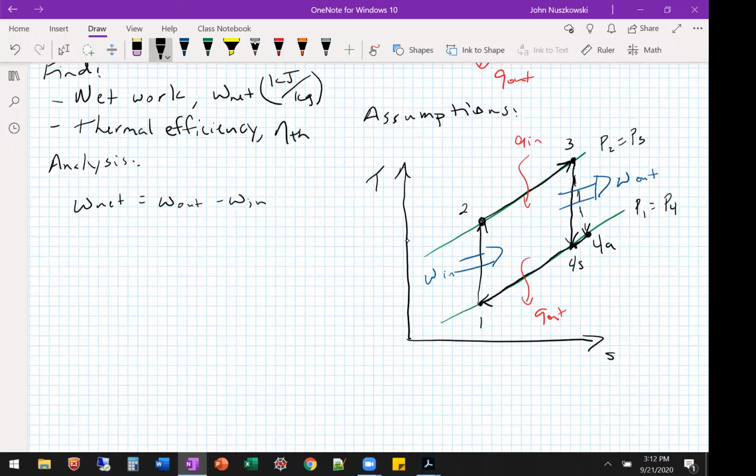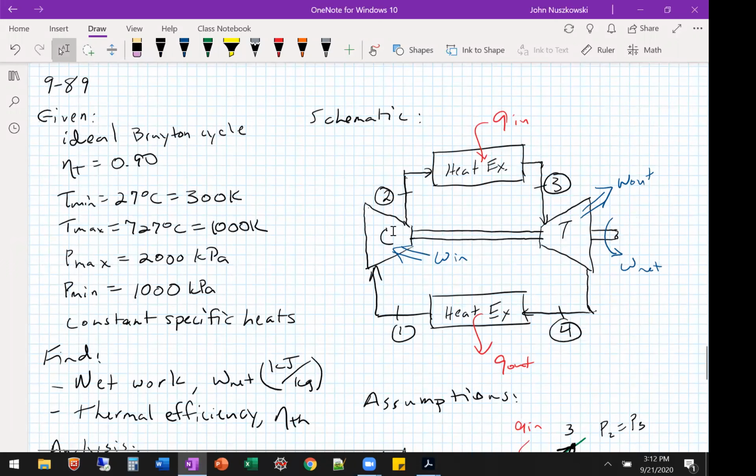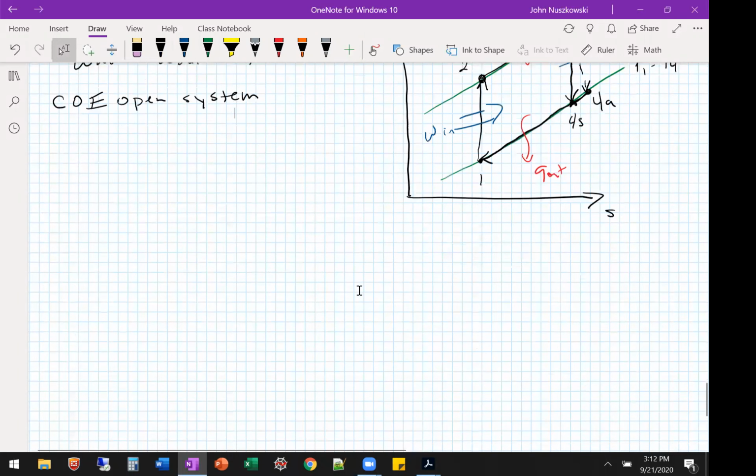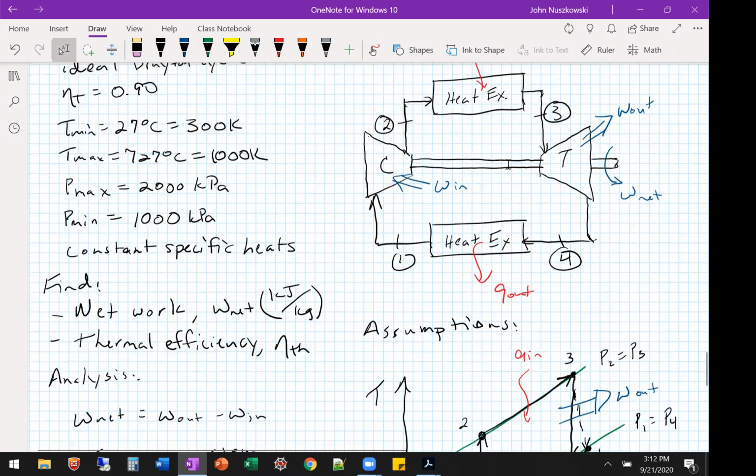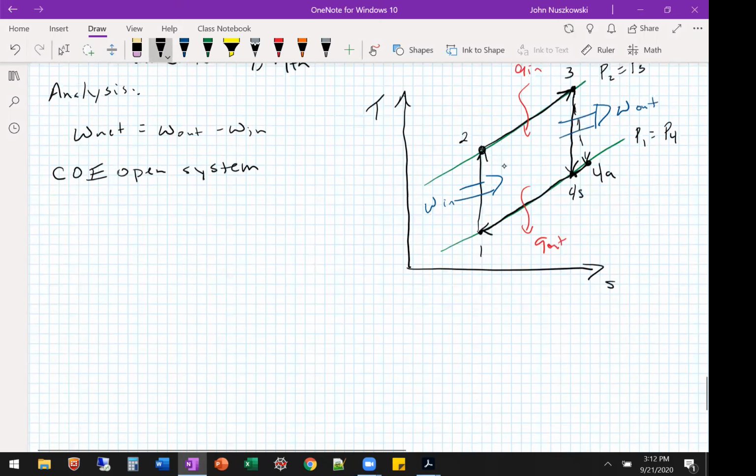So let's do that. So then COE, open system, because now every device, if we put a boundary around any individual device, it's an open system. There's mass flow going in and out, right? And they're all one inlets, one outlets.